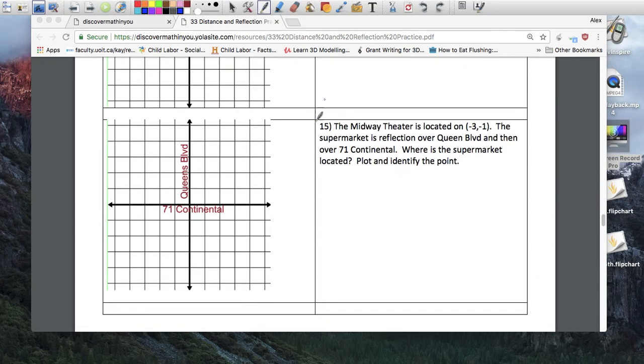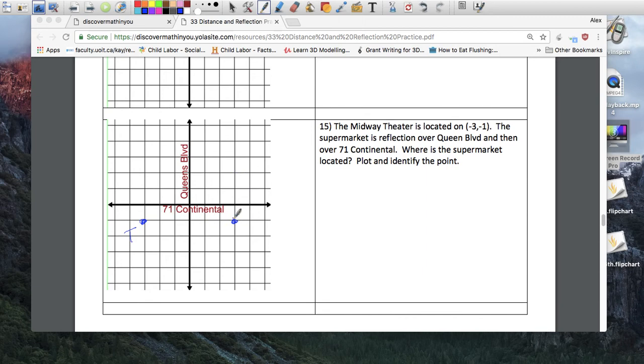Midway Theater, which is in Forest Hills, is located on -3 and -1. -3 is 3 to the left, -1. So here's the theater. T for theater. The supermarket is a reflection over Queens Boulevard. So we're going to cross Queens Boulevard and then over Continental. Queens Boulevard is the up and down, the y-axis. So I'm going to cross Queens Boulevard. 1, 2, 3. Here's Queens Boulevard. Cross the same number of blocks. 1, 2, 3. So there's my first reflection.